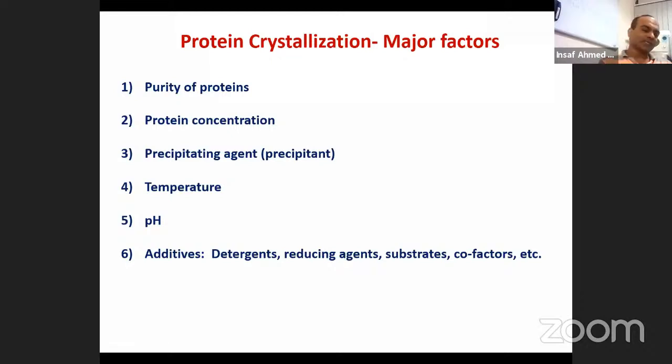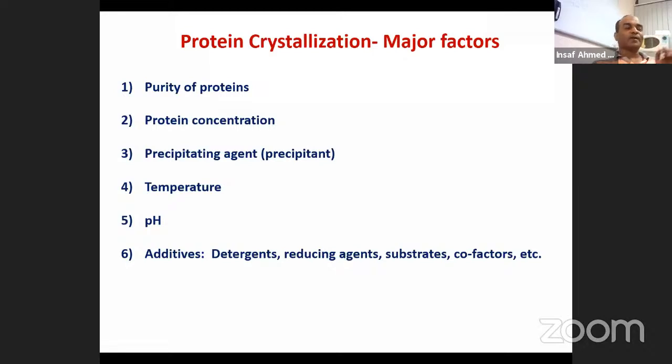Then another is the precipitant. Generally people use a salt as a precipitant. Salt means you can use sodium chloride, or ammonium sulfate as a precipitant. Ethanol also you can use as a precipitant. So there is a big range of precipitants. There is a specific category of precipitant called PEG, polyethylene glycol. PEG is also considered a very good precipitant to form the crystal.